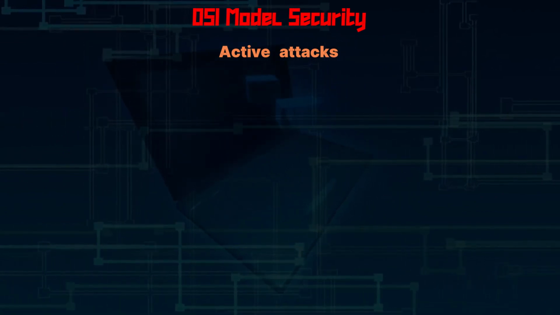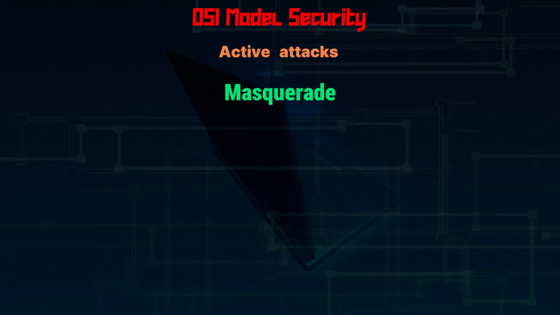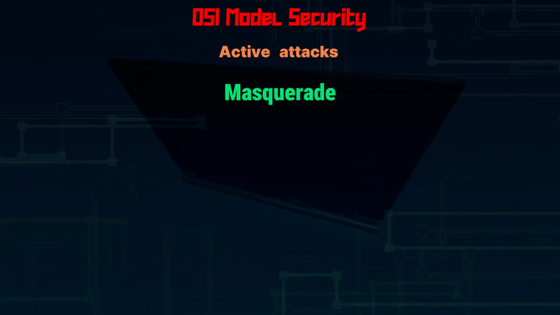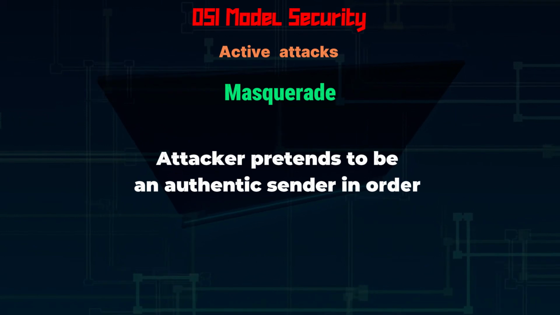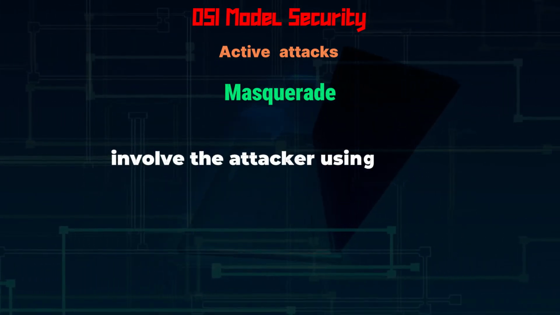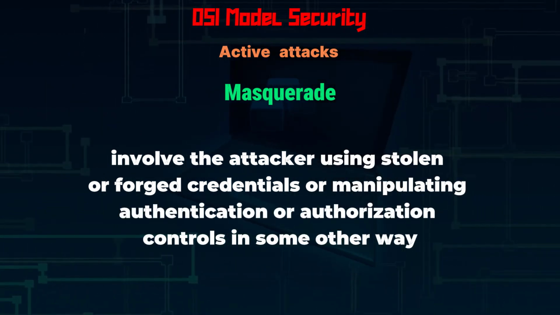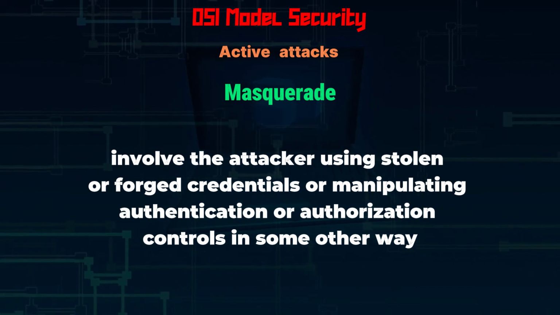Active attacks are further divided into 4 parts based on their behavior. Masquerade is a type of attack in which the attacker pretends to be an authentic sender in order to gain unauthorized access to a system. This type of attack can involve the attacker using stolen or forged credentials, or manipulating authentication or authorization controls in some other way.